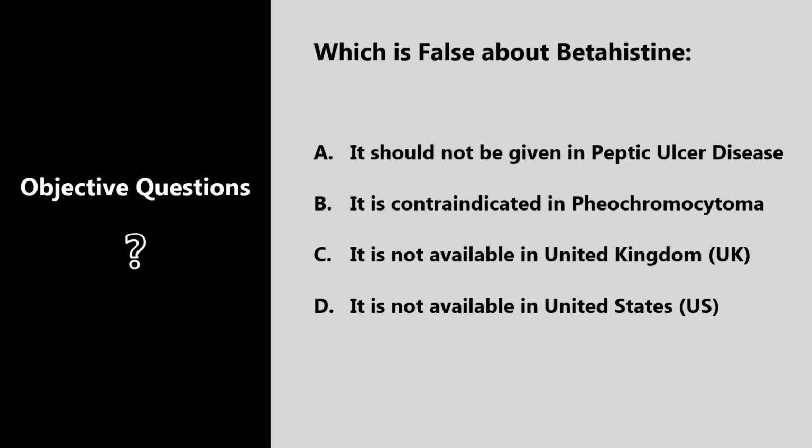Betahistine is contraindicated in peptic ulcer disease and pheochromocytoma. Betahistine was first approved in 1970 for the treatment of vertigo in Meniere's disease. However, Cochrane Library Review showed insufficient evidence of any beneficial effect of betahistine on symptoms. That was the reason the United States removed the license for the sale of betahistine. But in Europe and the United Kingdom it is licensed for sale. So, the answer is option C, it is not available in United Kingdom.